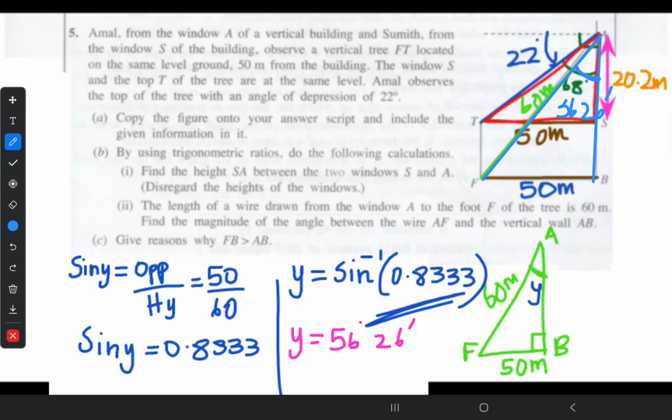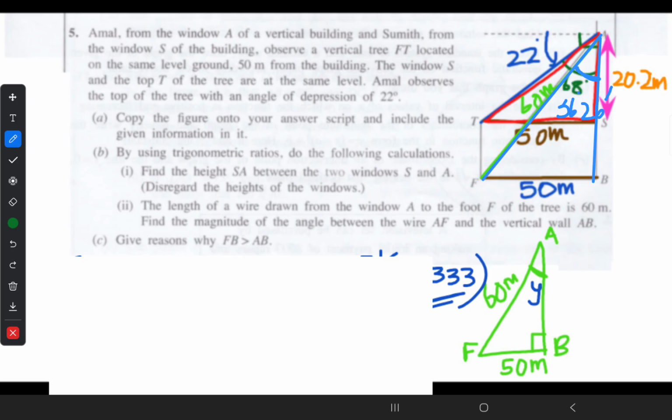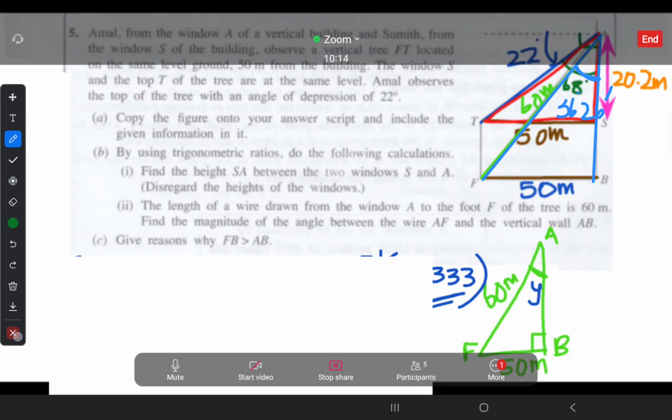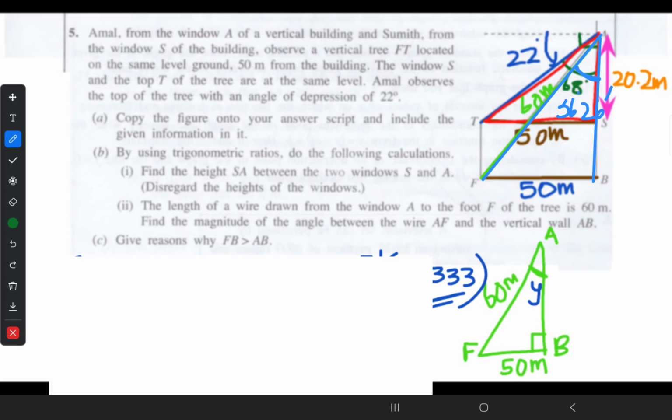And thereafter, that's the question: give reasons why FB is greater than AB. FB, that means this one, is greater than AB. Okay, let's show that one also. So in this triangle, the question was, give reasons why FB is greater than AB. We know FB is this one, AB, that's what we need to show. The comparison between those two.